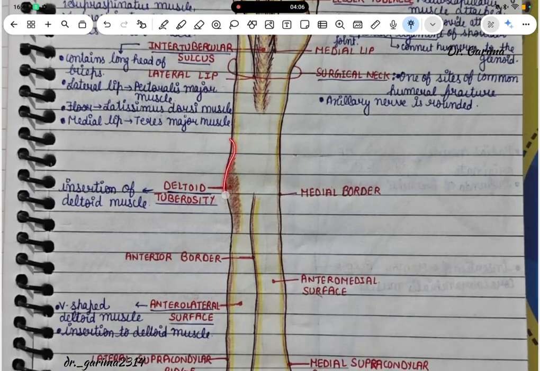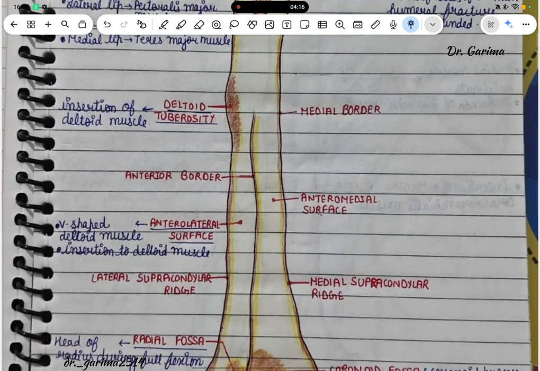Then there is a deltoid tuberosity. In this the deltoid muscle is attached, and this is the medial border, this is the lateral border, and this is the anterior border of the humerus.